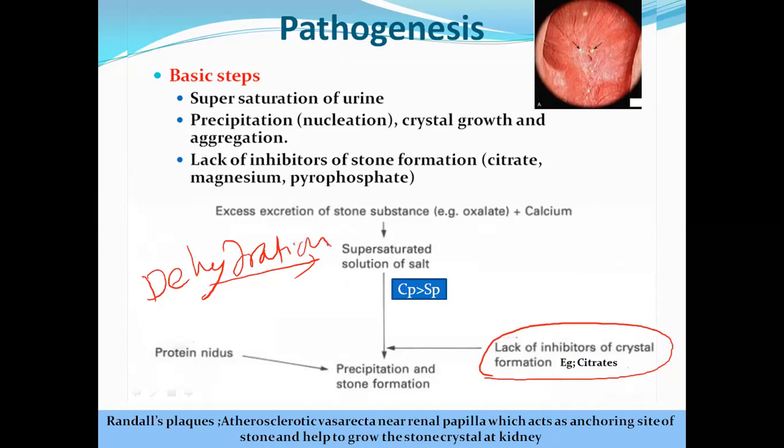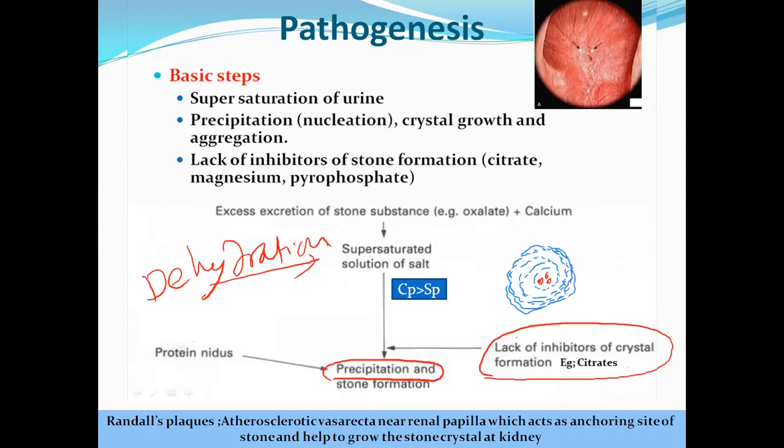Once there is supersaturated urine, it starts to crystallize. It starts to form the stone, and once the starting crystal is formed, known as the nucleus, other crystals try to form around it. That means there's an aggregation of crystals around the nucleus, and they grow in size slowly and slowly. So this is the basic mechanism.